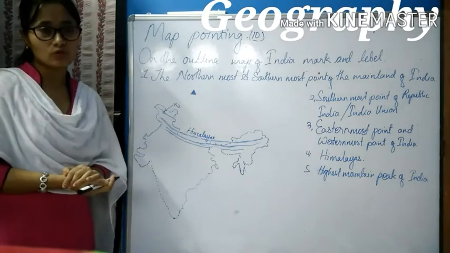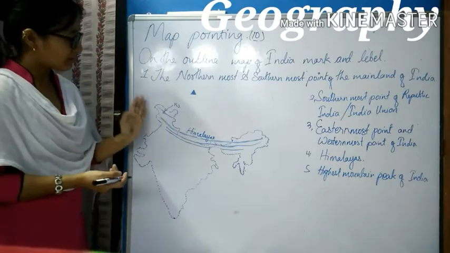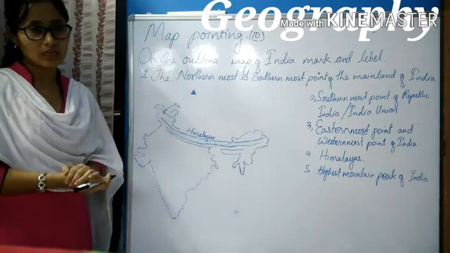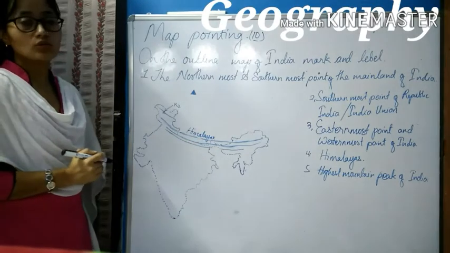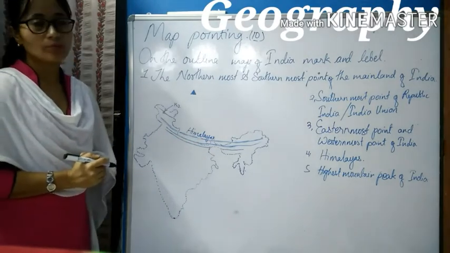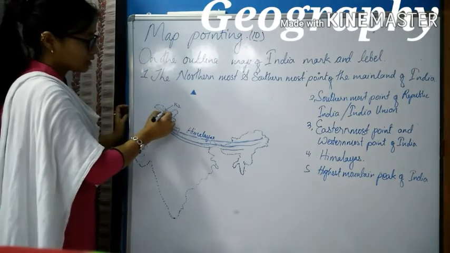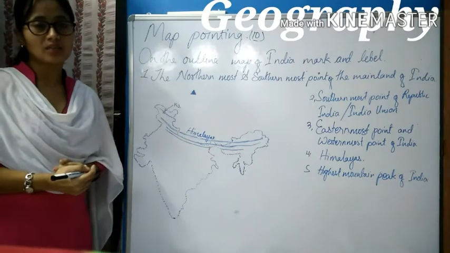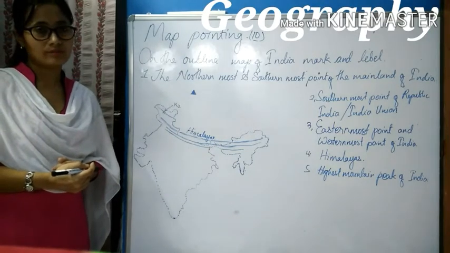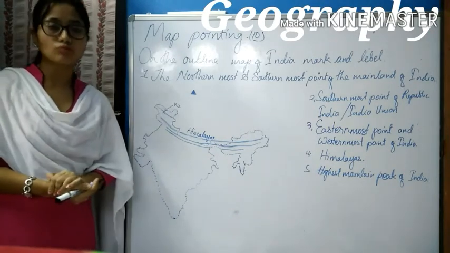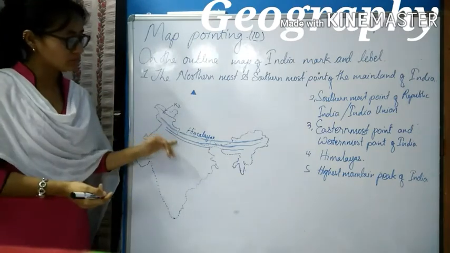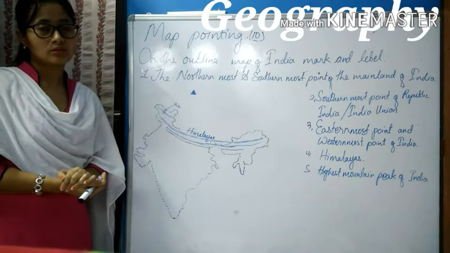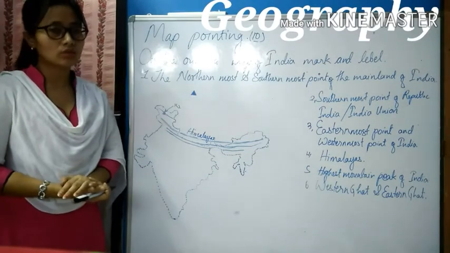This is a new topic for you all. That's why I have made the Karakoram range as well as the peak of India. But your question says only to mark the highest mountain peak of India, that is the mountain K2. And where does it lie? It lies in the Karakoram range. So this was about how to mark the range of a mountain and the peak of a mountain. So now let us move on to the sixth question.